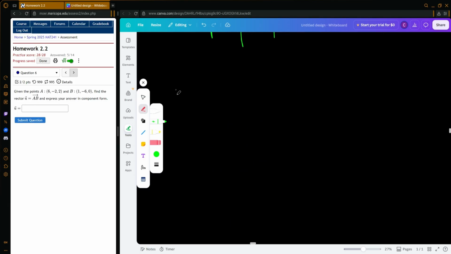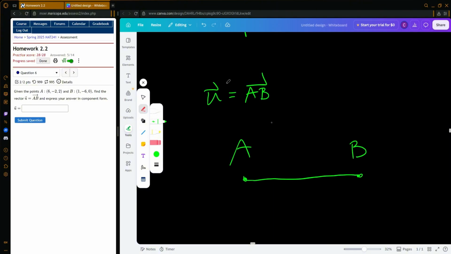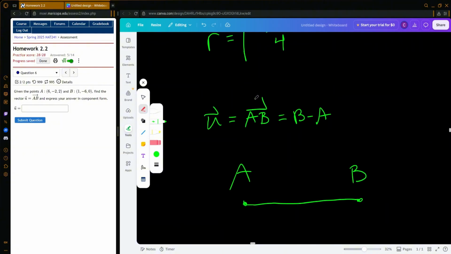Alright, number 6. Finally some vector kind of stuff. Given the points A and B, find the vector from A to B. Okay, let me do that. So, to form the vector AB from point A to the point B, it's always terminal minus initial, your terminal minus your start. So to form the vector AB, it's going to be B minus A. We're going to subtract the points.